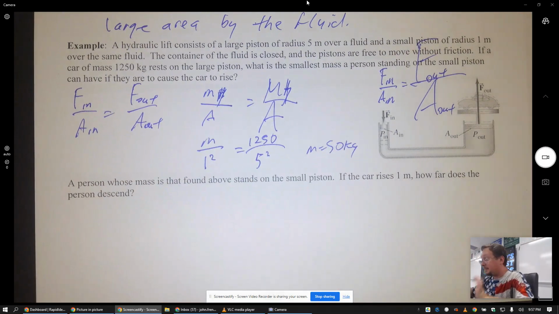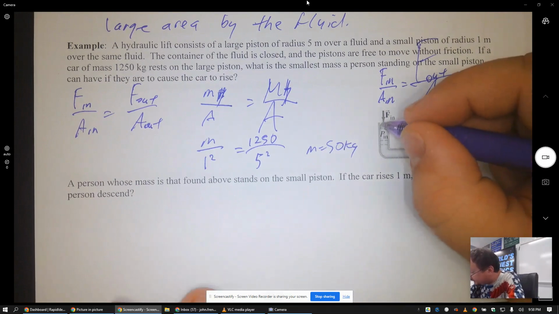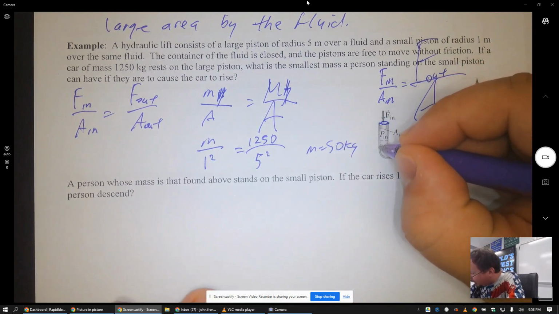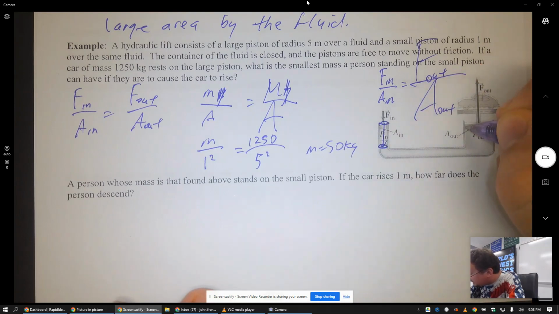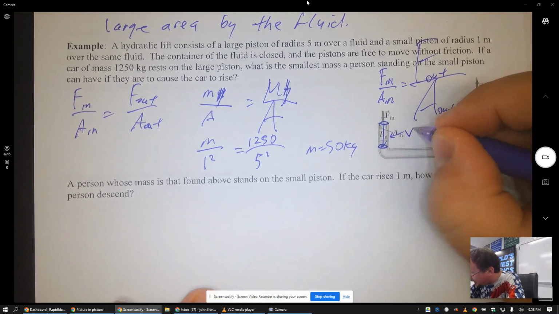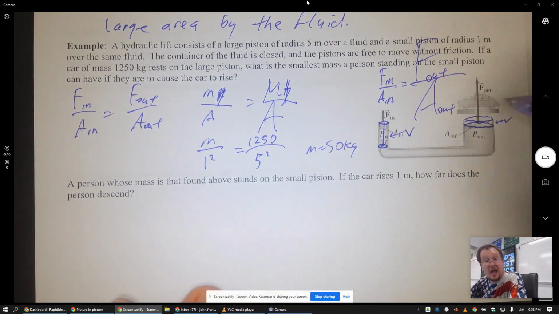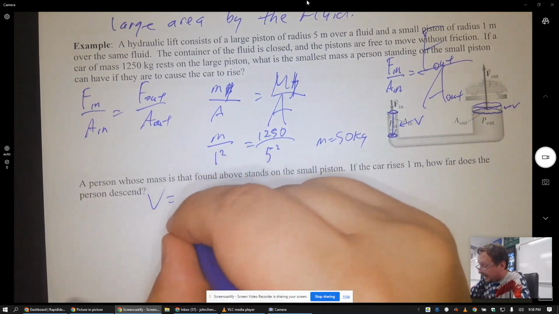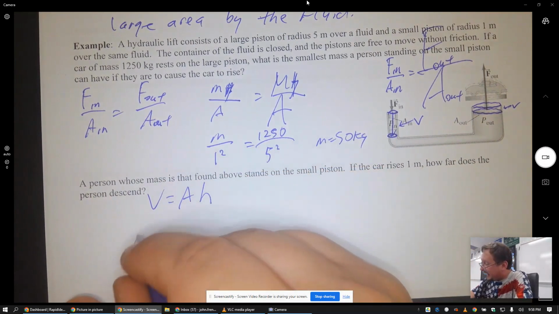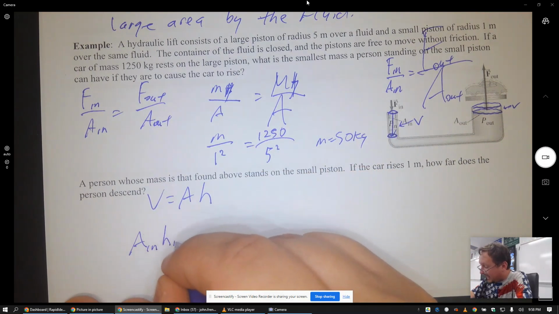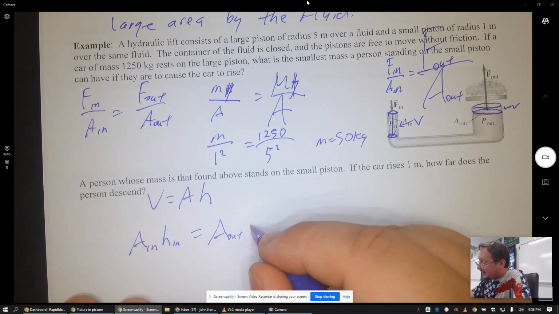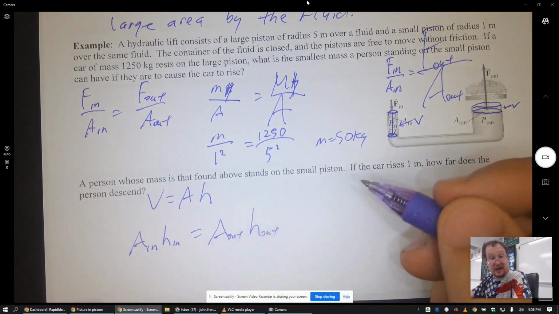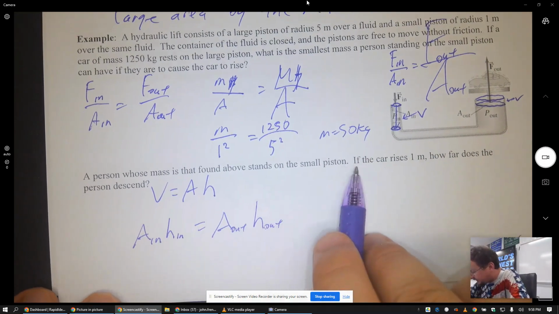But here's the deal. The other thing that stays the same is this volume. If this volume is how far down this piston goes, then this piston goes up by the same volume. This volume is the same as this volume. How do you get volume? Volume is area times height. So the area on the input side times the height that the input person goes down is equal to the area on the output side times the height that the output side goes up. Okay, so those are the same.